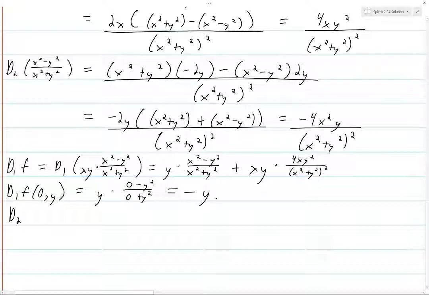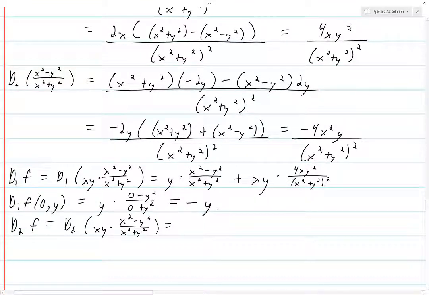All right, d2 of f. So now this is going to be d2 of xy times (x squared minus y squared) over (x squared plus y squared). So this is going to give us x times the fraction, and then we're going to add x times y times minus 4x squared y over (x squared plus y squared) quantity squared.